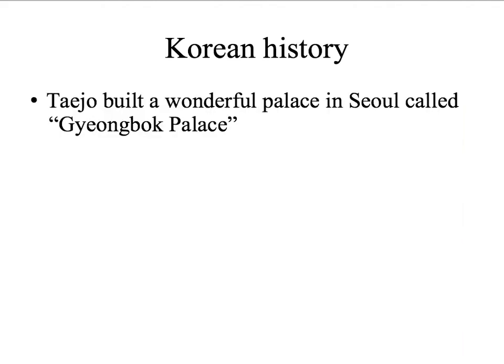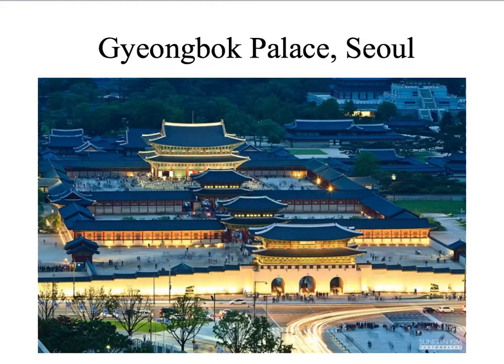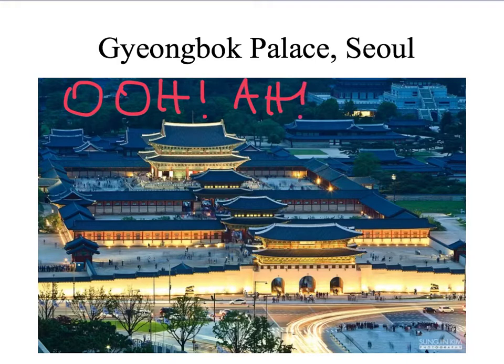Now, another accomplishment of King Taejo is he built a wonderful palace in Seoul called Gyeongbok Palace. Here's a wonderful picture of Gyeongbok Palace at night. Notice how it illuminates at night. It looks like a very small version of what other palace that we've looked at so far. Exactly, the Forbidden City in Beijing. Good job.